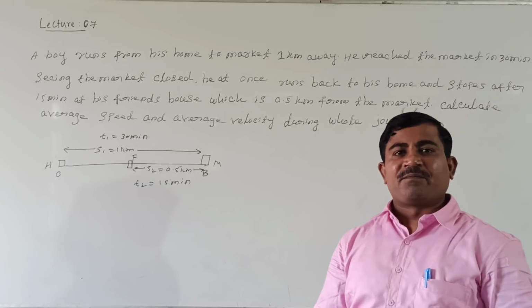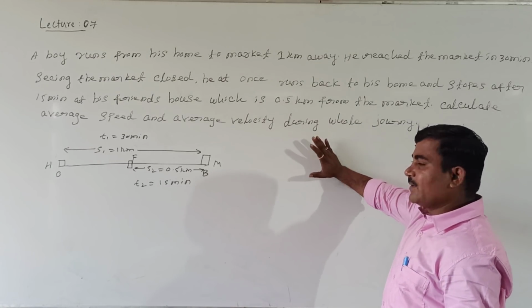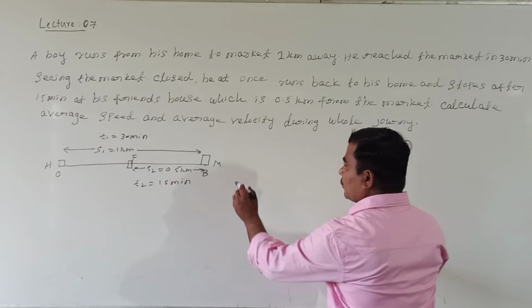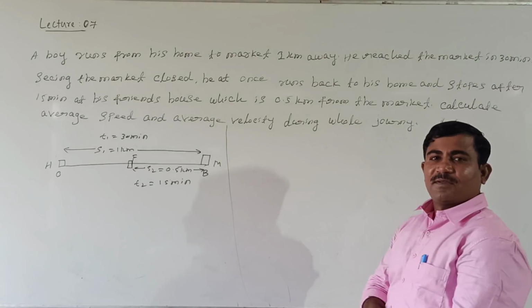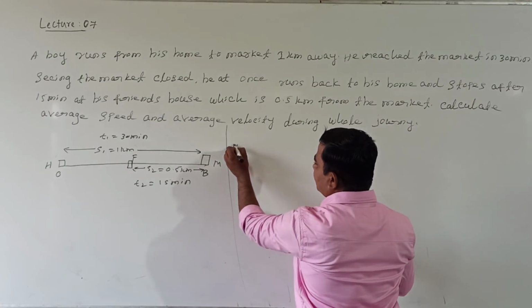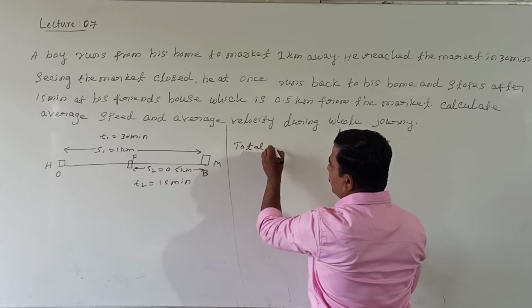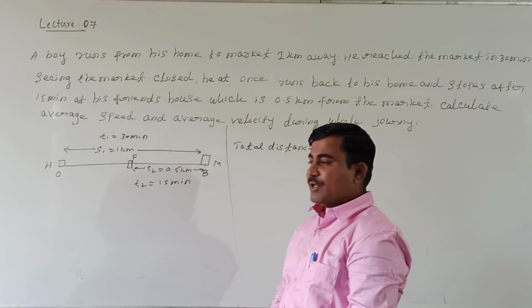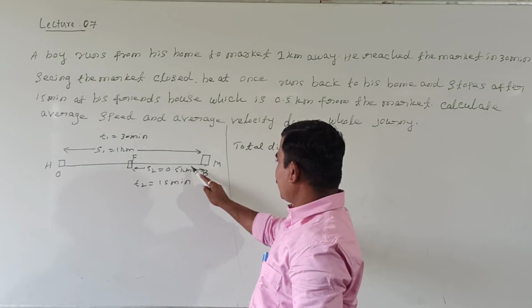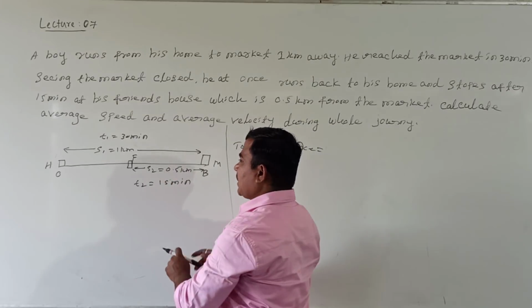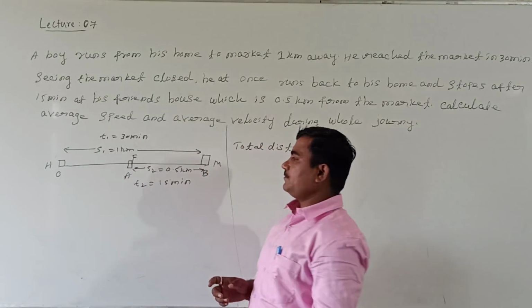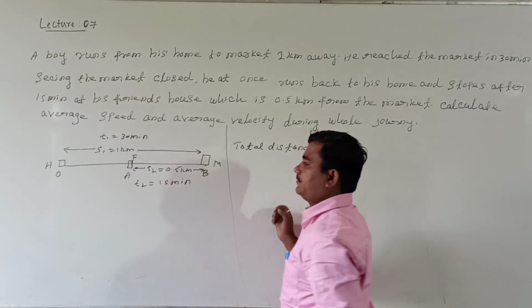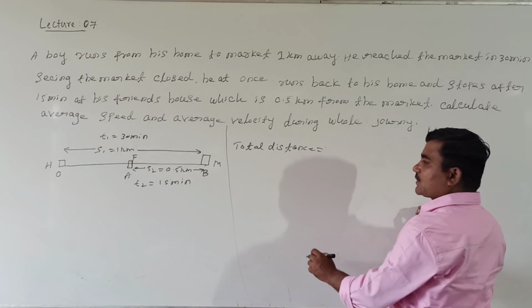In the time interval of 15 minutes, we need to calculate average velocity and average speed. Right, students? Shall I go first with total distance? What is total distance here? How does the boy go? The boy goes from O to B, and again from B to A. What is the total distance here?